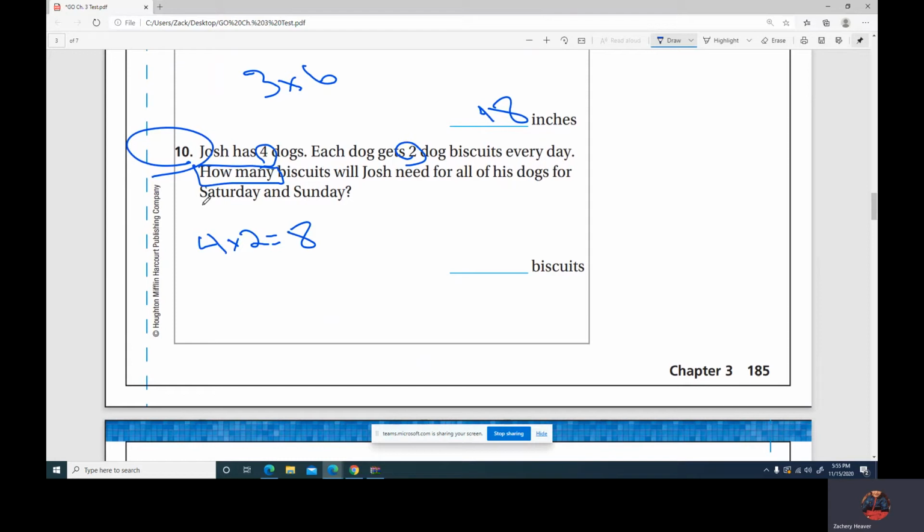But now he has 2 days, Saturday and Sunday. He's giving out 8 on Saturday and 8 on Sunday. What's 8 plus 8? It is 16. You could also do 2 days times 8, which is the same as 16. So he will need 16 biscuits. 16.